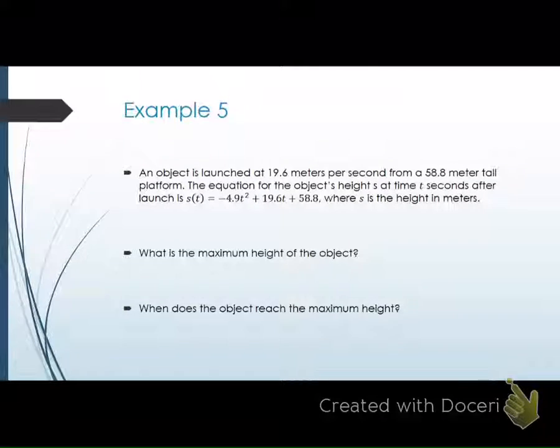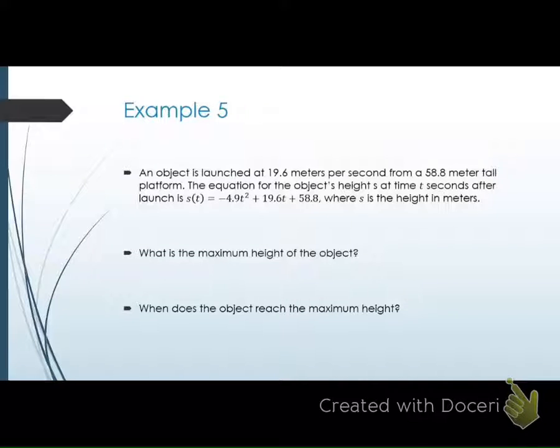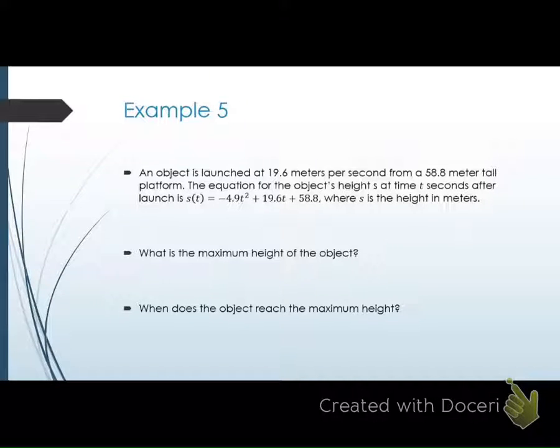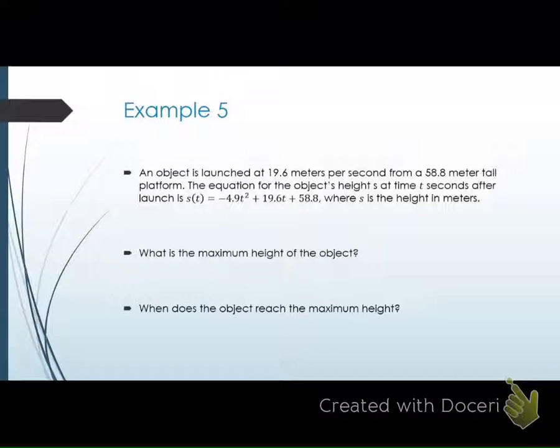Okay. So an object is launched at 19.6 meters per second from a 58.8 meter tall platform. The equation for the object's height, s, at time t seconds after launch is s of t equals negative 4.9t squared plus 19.6t plus 58.8, where s is the height in meters. So you'll notice, first of all, it is squared, which means this is quadratic. You need to be able to tell the difference. This is not a line, it's quadratic. So be very careful here.